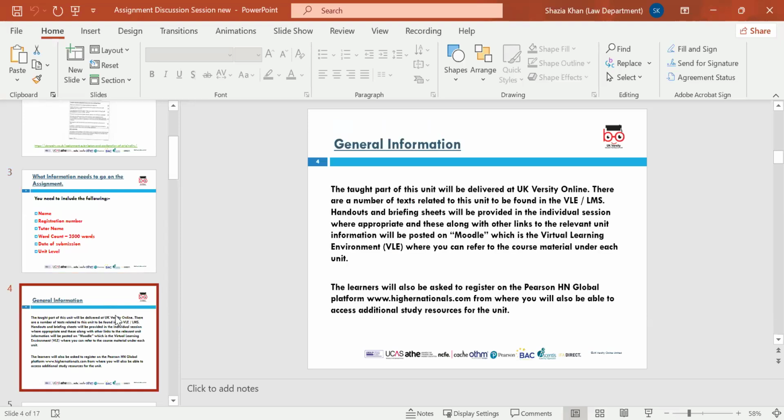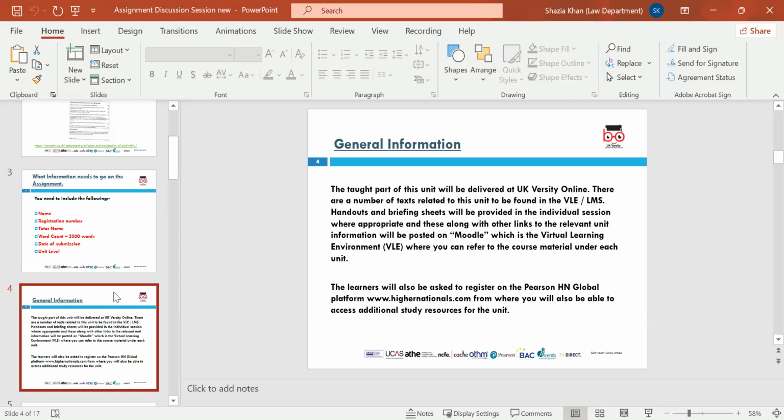General information: everything that is taught for any of the units on UK Varsity uses the virtual learning environment Moodle, and that's where all your resources are available for you. Your learning outcomes one, two, all recorded and available for you in regards to this unit and any other unit. Today's session will also be recorded for you. You will also be asked to register on Pearson, as it is the platform and awarding body that is used, and you will use Moodle for any resources.